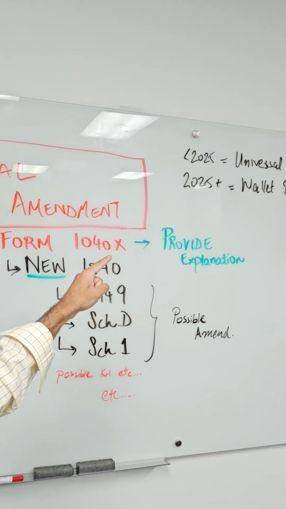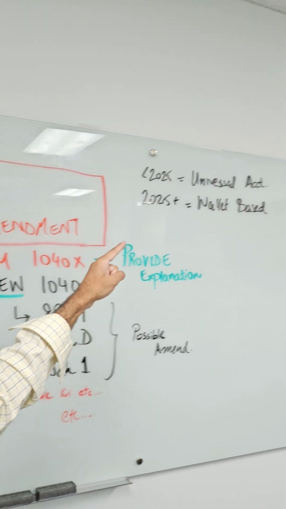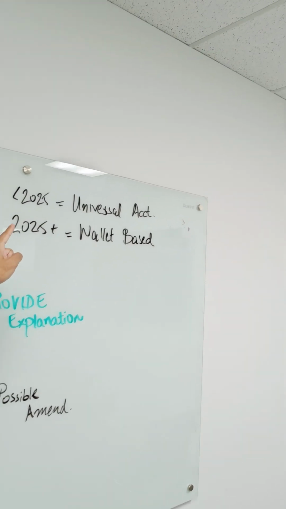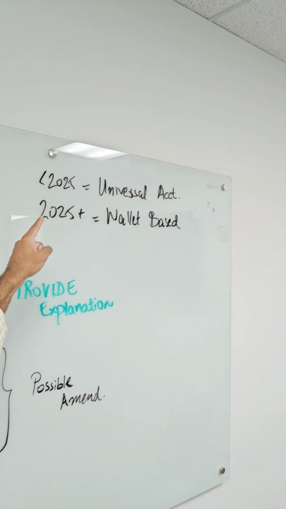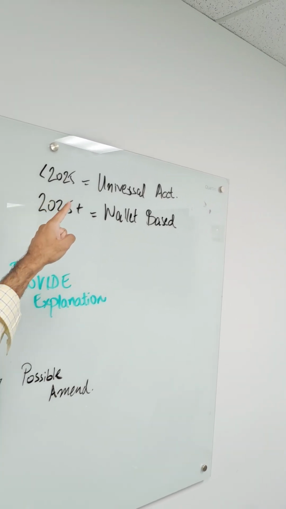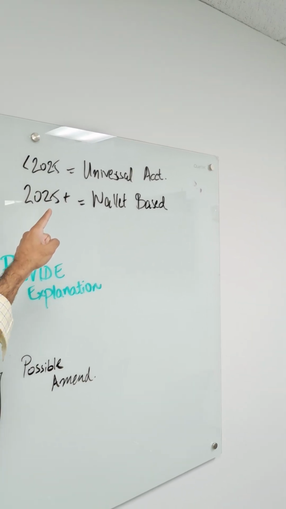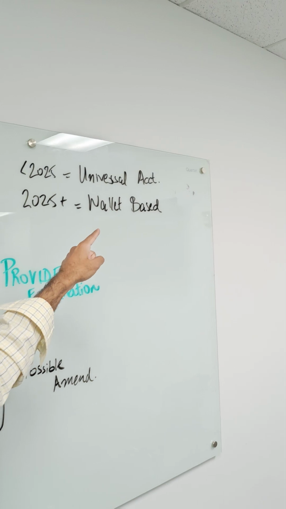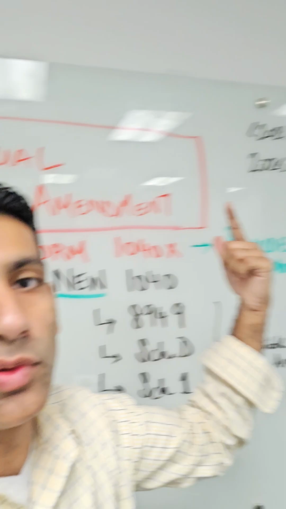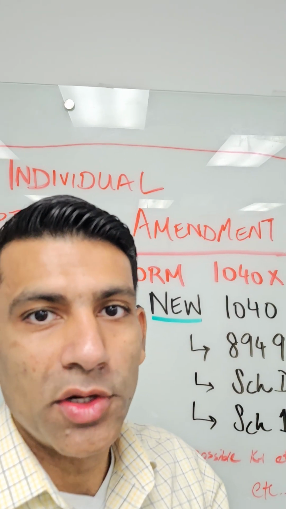And remember, if you are amending your personal tax returns for prior years, you certainly have a very important tool at your disposal. You can use the universal accounting method for years 2025 and prior, but 2025 and plus, it's all wallet based. That means FIFO, LIFO, HIFO, specific method, no problem.